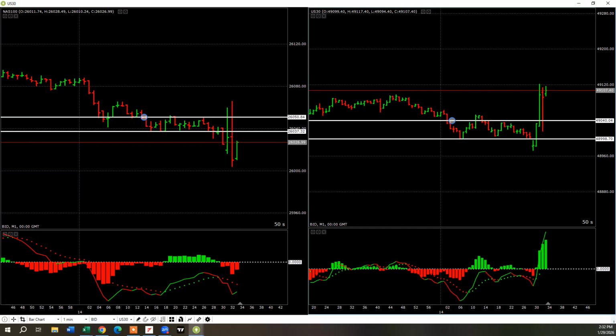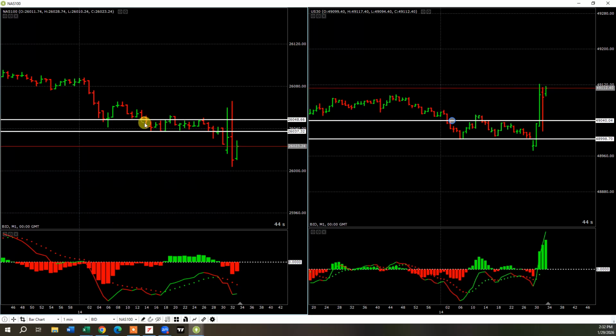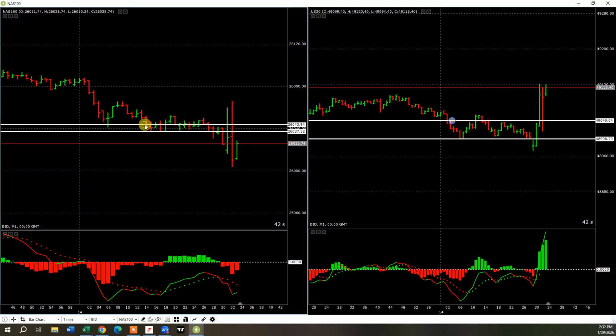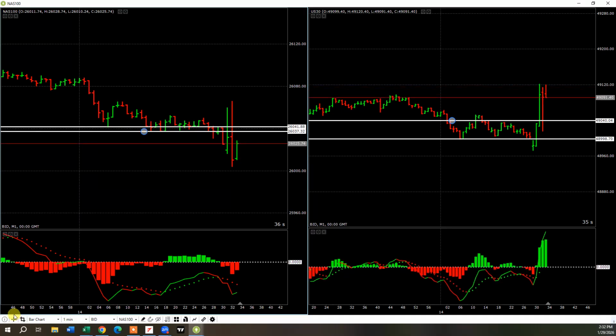26.050 remains my level. 40 is interesting, but 50 is the cleaner level. So I'm watching for that. A 40 there would be nice for the long on the NAS. If we get above 040, I'm liking it.